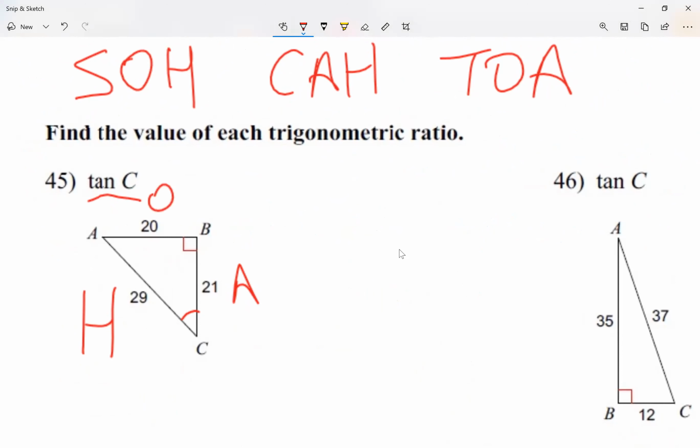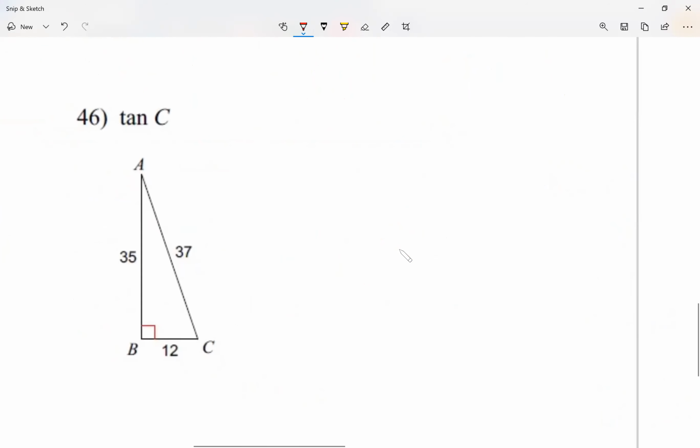Remember, opposite means far away, adjacent means close to. And I remember tangent is opposite over adjacent. So I'm just going to write 20 over 21. If I can simplify my fraction, then do so. Right? 20 and 21 cannot be simplified. But again, if you can simplify the fraction, do simplify it. All right, now let's take a look at number 46.